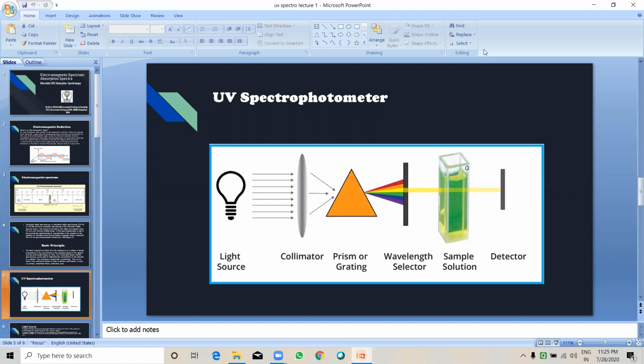It is a continuation of UV spectrophotometer. This is the instrument: light source, collimator, prism or grating. It is a monochromator. Then this is a slit, wavelength selector, then sample solution. Here it is kept in a quartz tube. It is 1 centimeter in length, and this is the detector for detecting the sample.